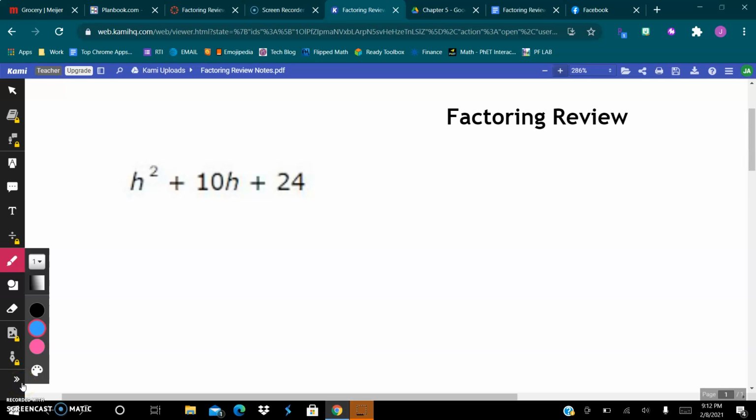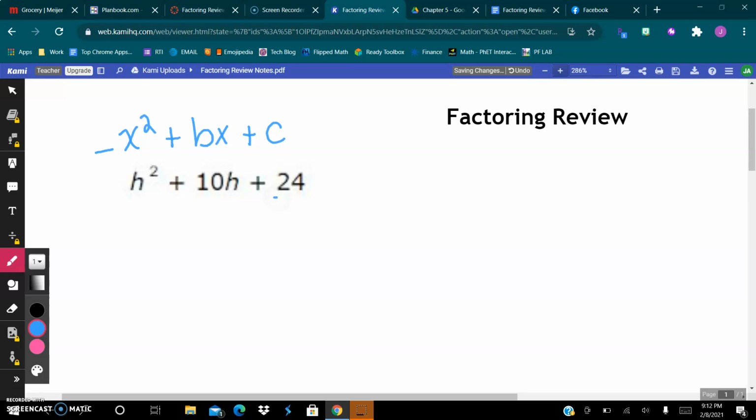All right, before we move on in Chapter 5, we're going to take a look back at factoring from Algebra 1. So we're going to spend today reviewing. This is if we just have our x squared plus bx plus c. So there's no a value in front of the x squared here. So this works when we're doing that.